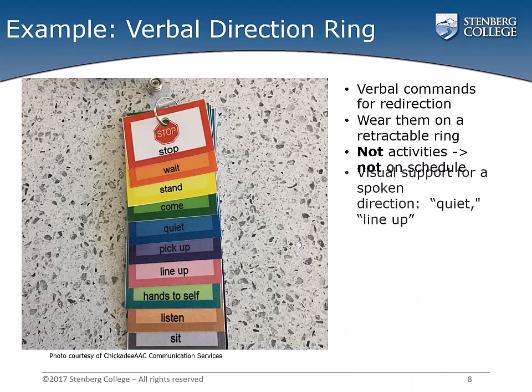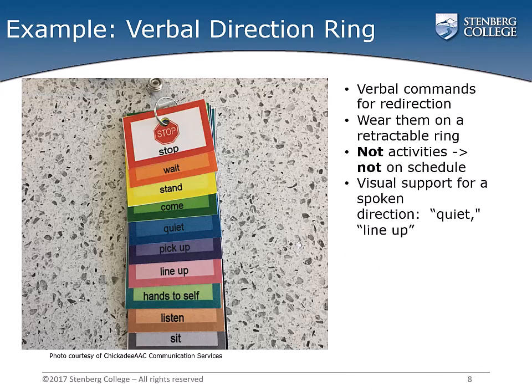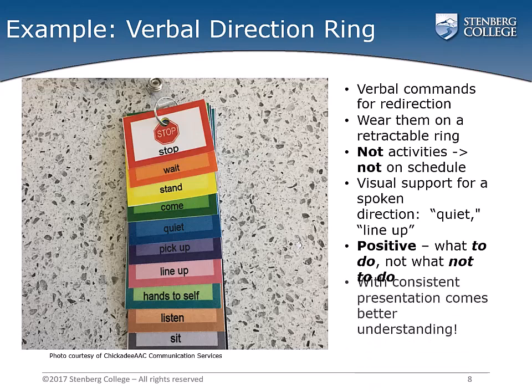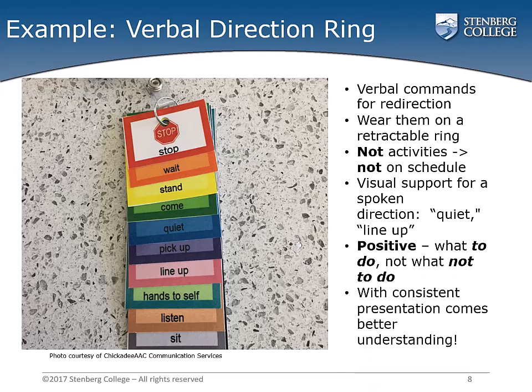They are positive commands, so you are telling your students what they should do, not what they should not do. A verbal direction ring can be customized for a student if a particular redirection is needed. For example, if you have a child who spits, you could have a picture for spit in sink. When used consistently, our students come to better understand and follow these commands.